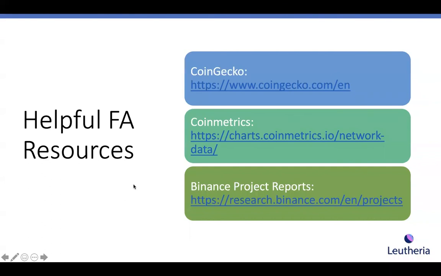And then the last one here is Binance Project Reports. This one is also really useful for conducting financial analysis, but also fundamental analysis on different cryptocurrency projects. What the research arm of Binance does, which, if you're not familiar with Binance, is the largest cryptocurrency exchange in the world by volume, is compile and write these lengthy but useful research reports on different cryptocurrency projects that you can use to make informed investment decisions as well.